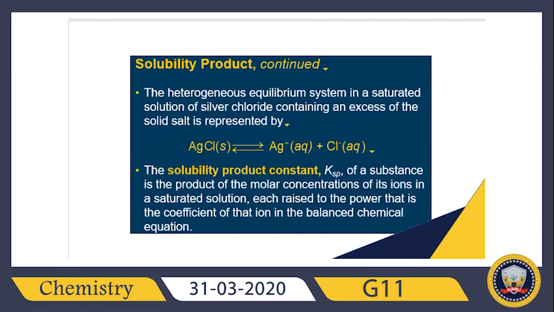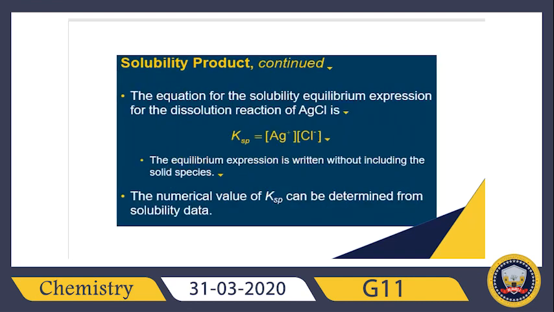You may remember that we said the solubility product constant KSP of a substance is the product of the molar concentrations of its ions in a saturated solution, each raised to the power that is the coefficient of that ion in the balanced chemical equation. And we learned how to write the solubility equilibrium expression, and we say that KSP is equal to what again? Concentration of the products raised to the power equal to the coefficient of these ions.